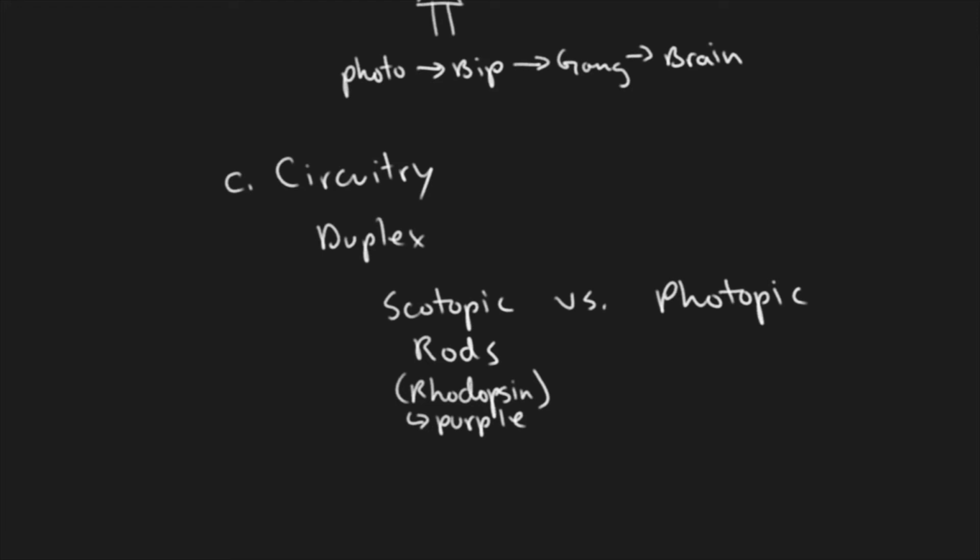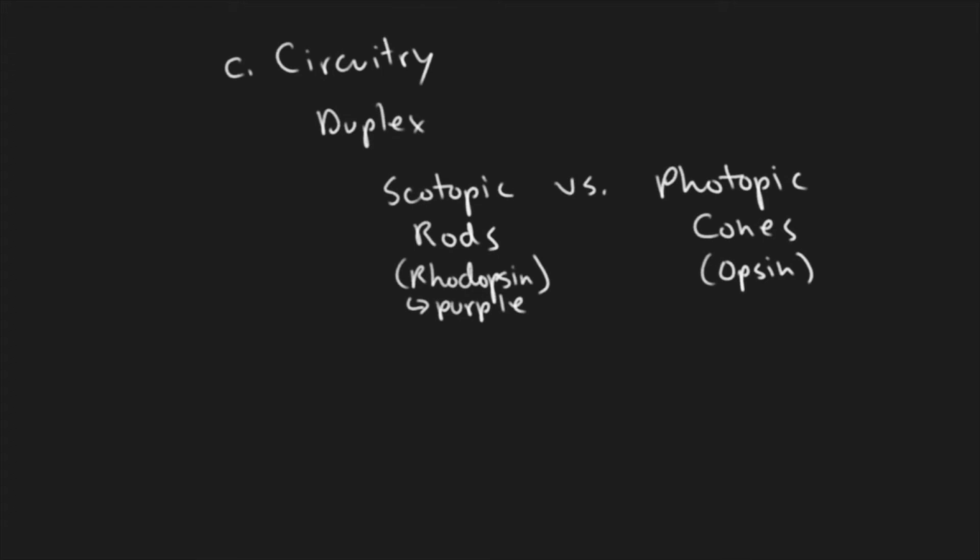And then the photopic retina consists of cones and is activated during the light, during the day. And these cones contain a pigment called opsin. And that's comprised of 3 different types of opsin, which are red, blue, and green. And these three pigments are what allow us to see all the vibrant colors in the world.